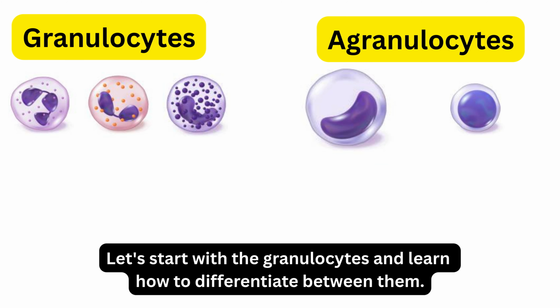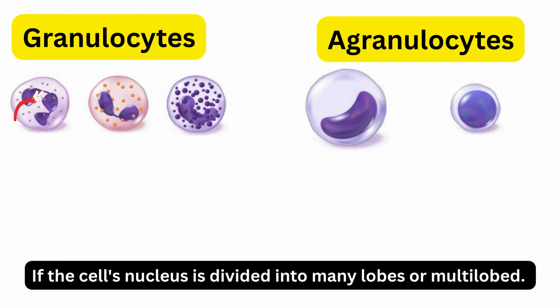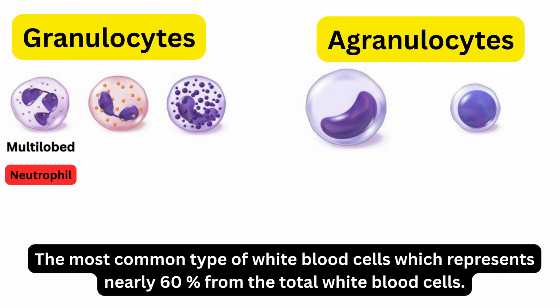Let's start with the granulocytes and learn how to differentiate between them. The second step is to look at the shape of the cell's nucleus. If the cell's nucleus is divided into many lobes or multilobed, this is the neutrophil. The most common type of white blood cells, which represents nearly 60% from the total white blood cells.